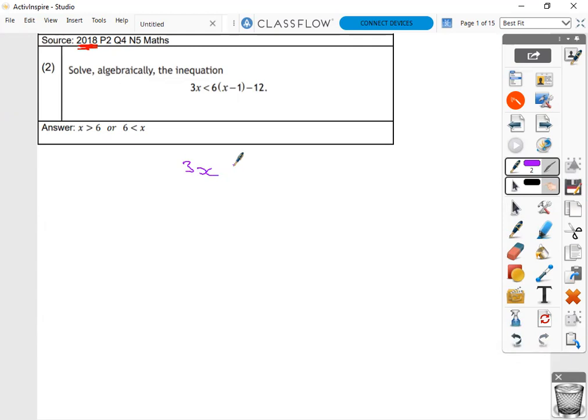Hopefully purple's okay for you guys. Fine. Black. Okay, so if we start writing that out, I'll just write the full thing out.